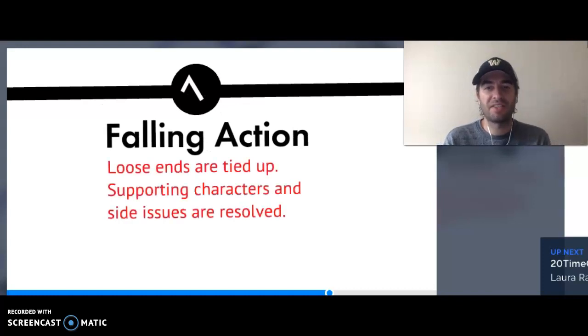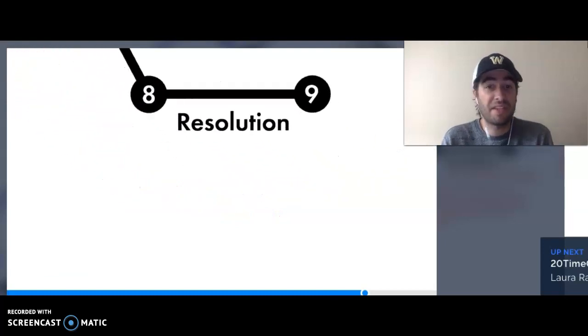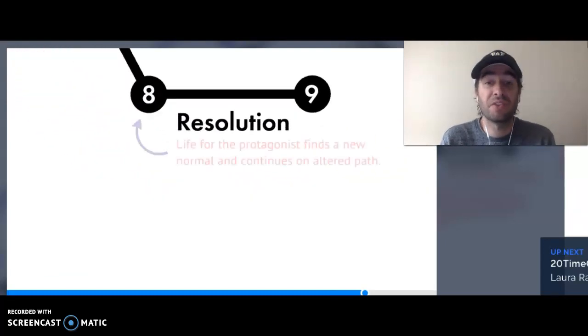After we get the climax, we then get the falling action. This is when loose ends from the story are tied up, the supporting characters and their side issues are resolved. This is basically when all the loose ends are tied up before we get to the conclusion. And then steps 8 and 9 are simply the conclusion, the resolution.